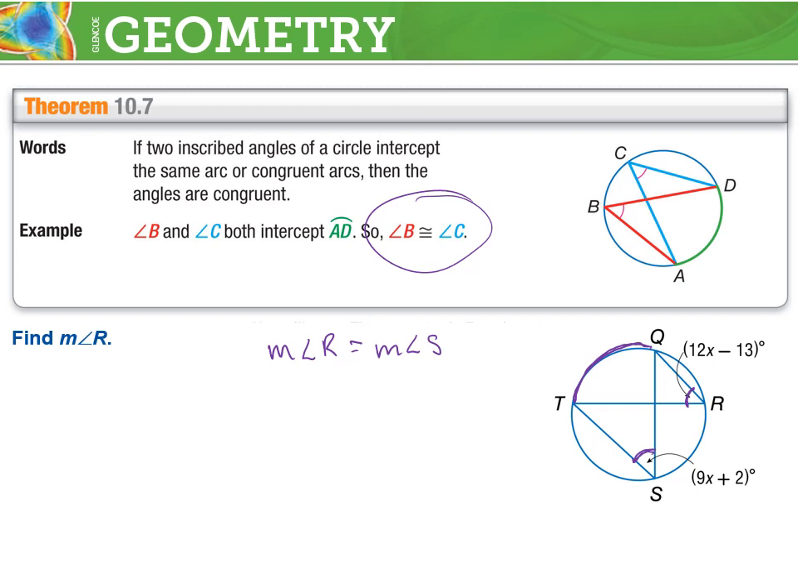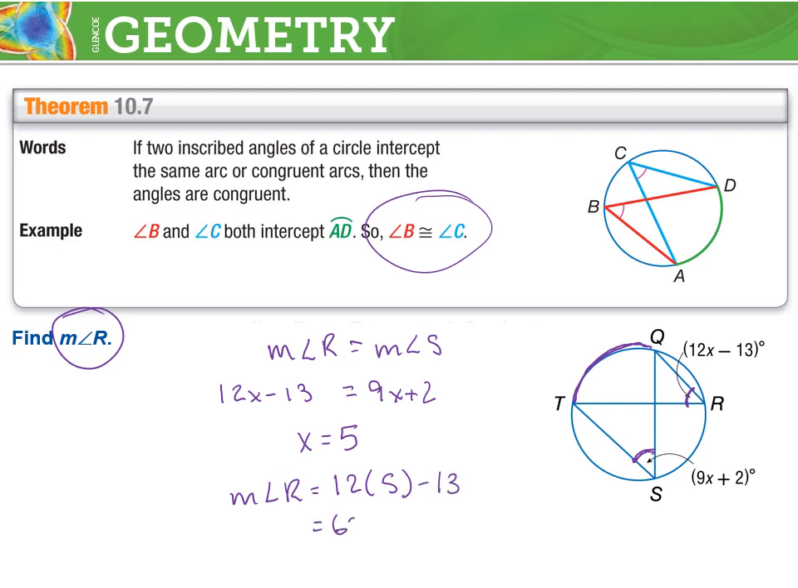So we can take the expressions that are there: 12x minus 13 equals 9x plus 2. When we solve that for x, we end up with x equals 5. Then we have to find the measure of angle R. Always go back up. The measure of angle R equals 12 times 5 minus 13, so this equals 60 minus 13, which equals 47 degrees. That's the measure of angle R.